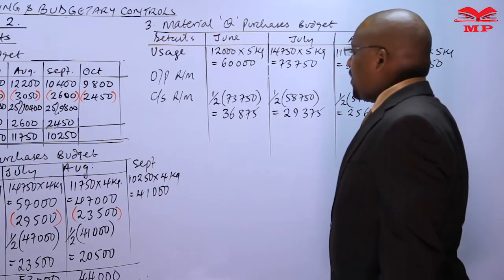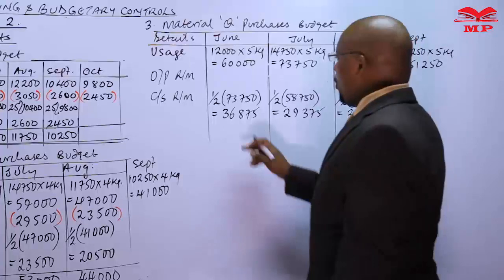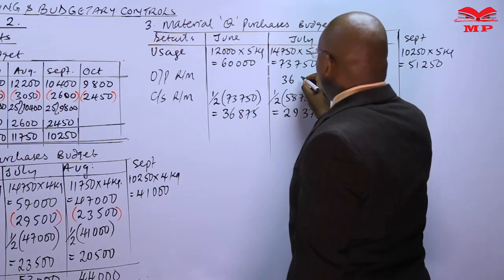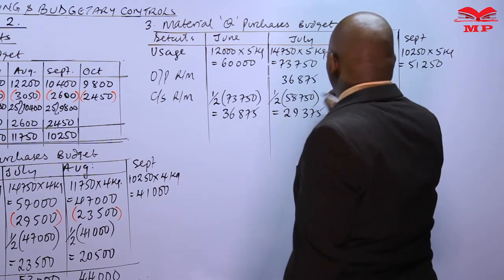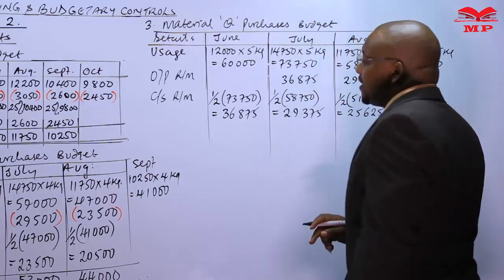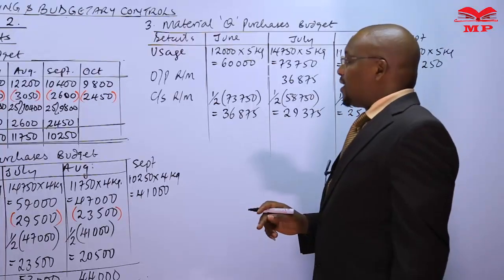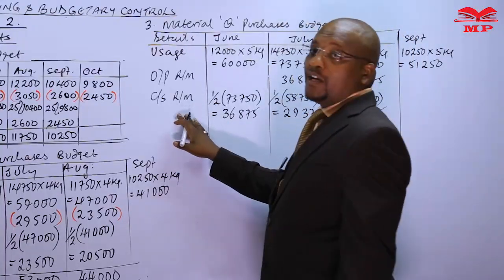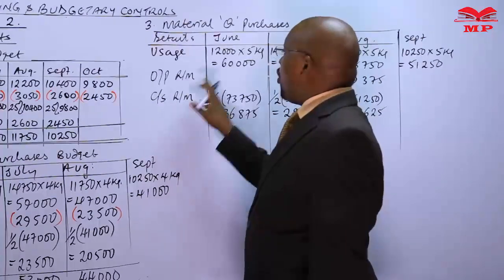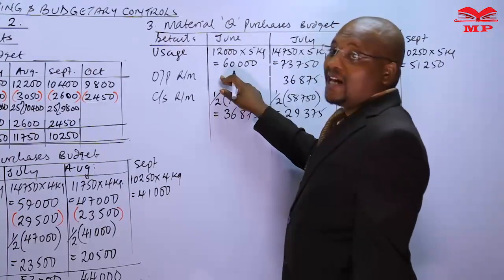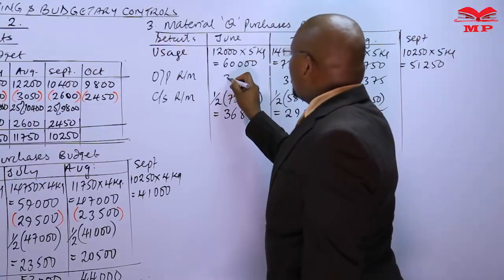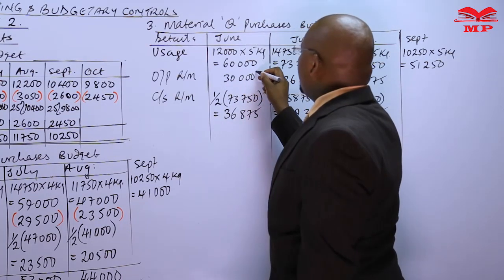And remember, the closing stock is the opening of the next month. Therefore, this 36,875 we put here, while this is 29,375. Then remember that the policy has to apply even in the month of May. In May, the closing stock must have been half of this 60,000, which is 30,000, which must be the opening of the month of June. So this is 30,000, which is half.